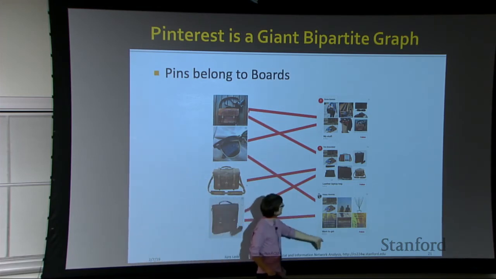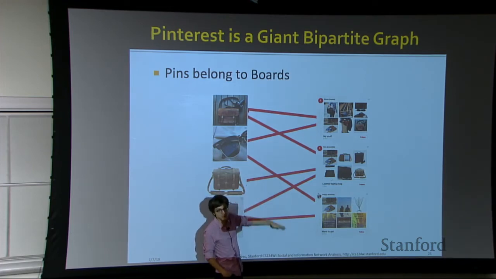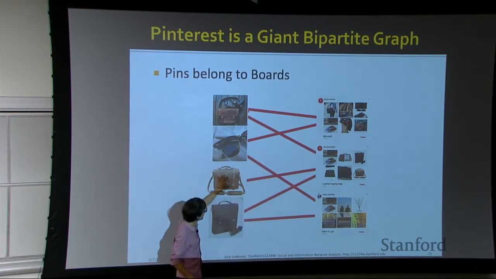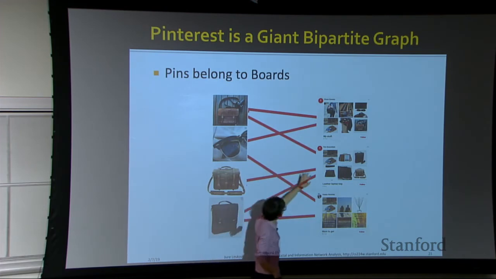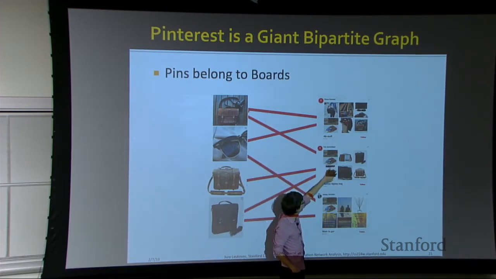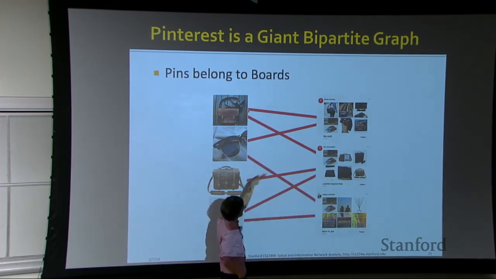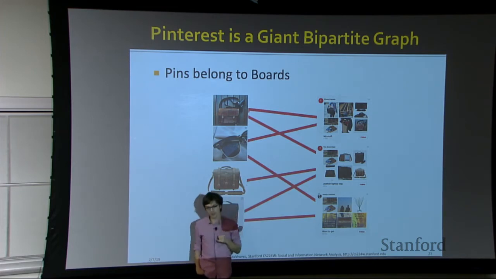You have around 3 billion of the boards, and about 200 billion of these connections, right? Basically I can take this bag and save it into my bag collection. And then somebody else may discover my collection of bags and say, oh, I like these 3 bags, I'll save them to my collection. So that bag will then belong to some other collection, right?